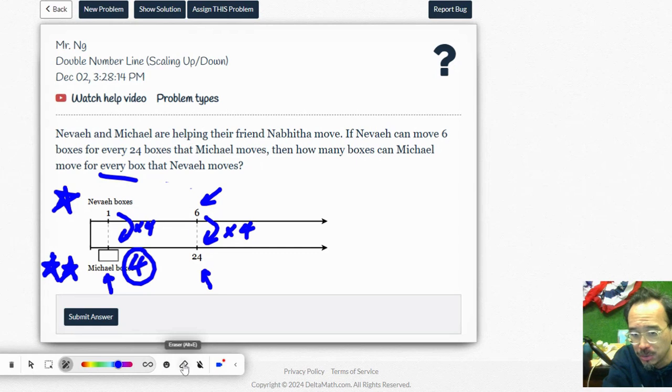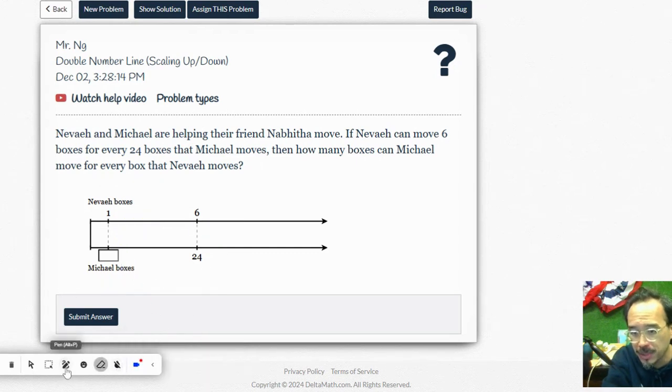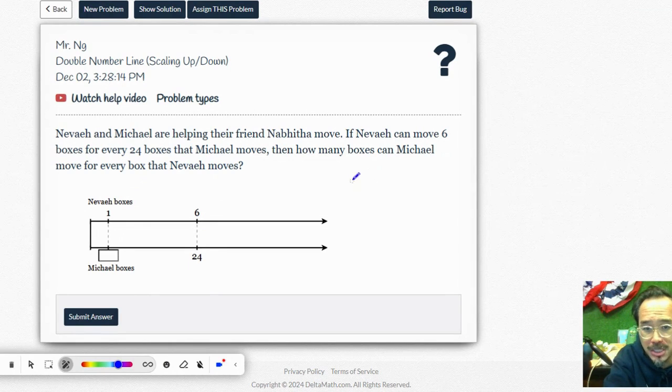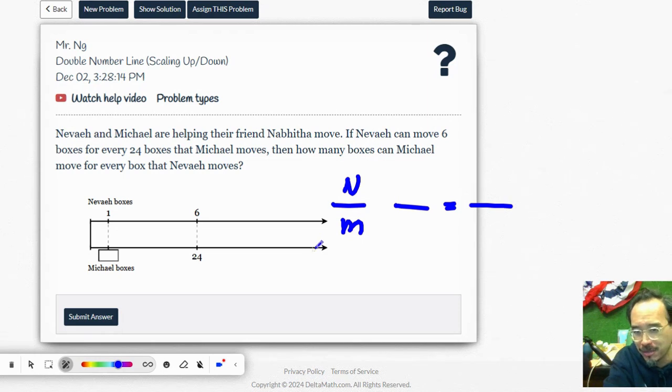Now, to do it in a way that's more understandable, I want you to visualize it like this. So imagine we're actually setting up a proportion. So this is N for Nevaeh, M for Michael, right? So look at it like this, right? Can you see what's developing here? If Nevaeh can move 6 boxes while Michael moves 24 boxes, when Nevaeh moves 1 box, how many, right? Or question mark, how many boxes can Michael move?